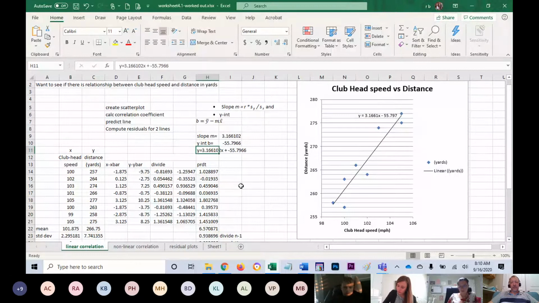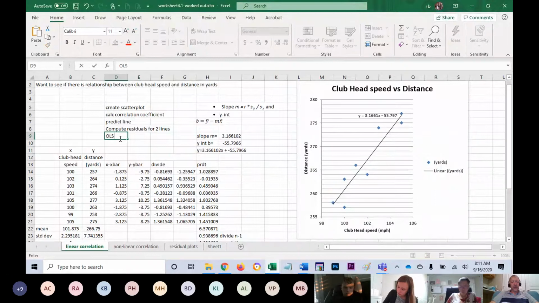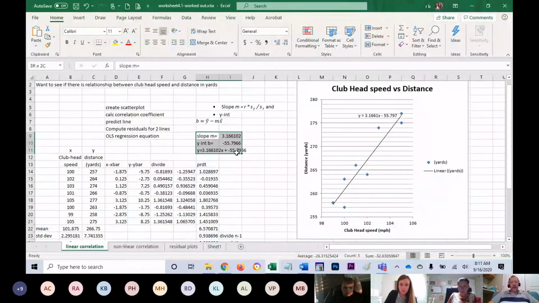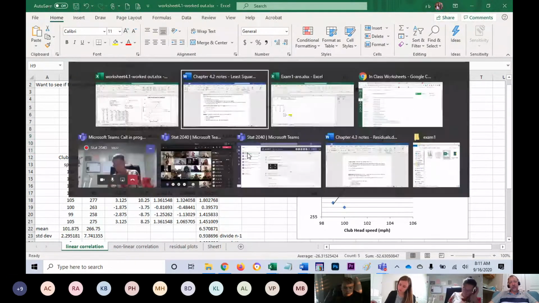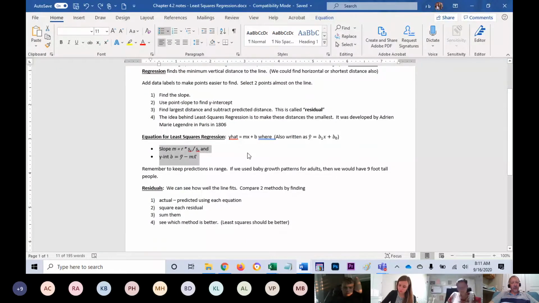So that is the least squares, ordinary least squares, a lot of times we'll abbreviate that as OLS, regression equation. So these calculations aren't too bad. Basically on the test, those are the sorts of things that I'm looking for. Let's see here. So remember to keep the predictions in range.